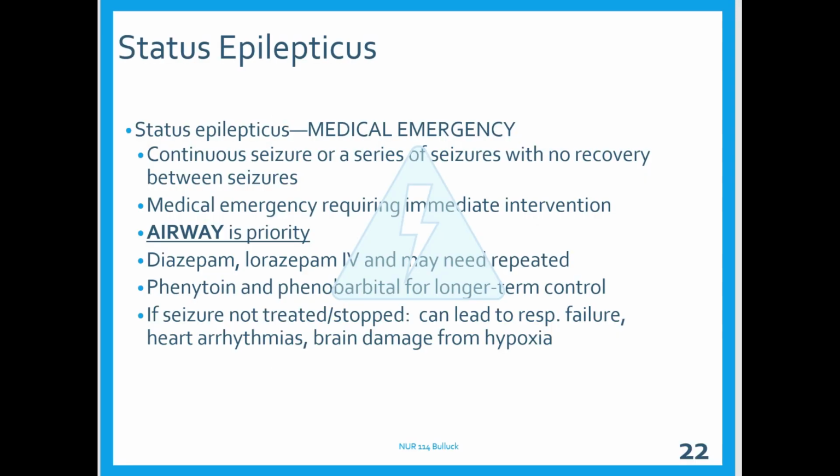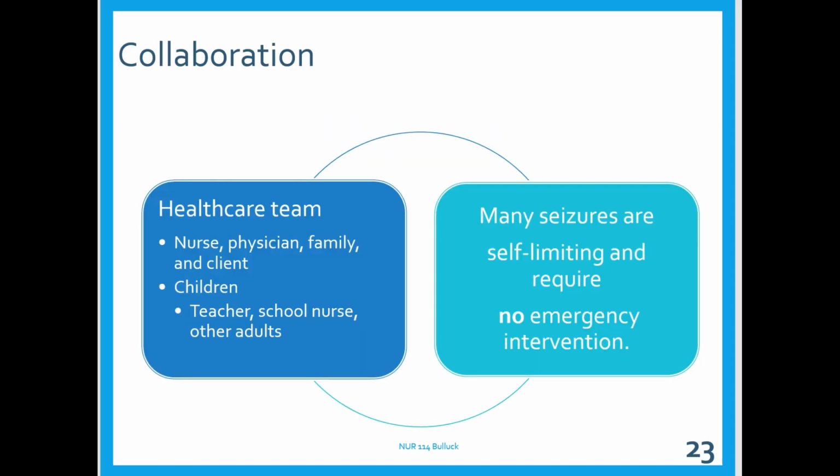And status epilepticus, we did talk about this. Remember, everybody, it's a medical emergency. Airway is priority. And then we may need to give rectal or nasal diazepam or IV push if they're in the hospital. And we may need to repeat that if it's not effective the first time. If a seizure is not stopped or treated, it can lead to respiratory failure, arrhythmias, brain damage, aspiration. It can be very bad.